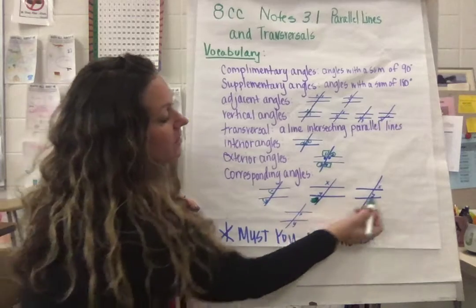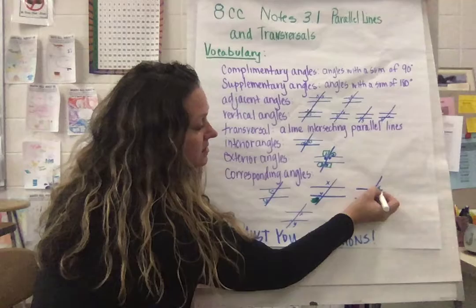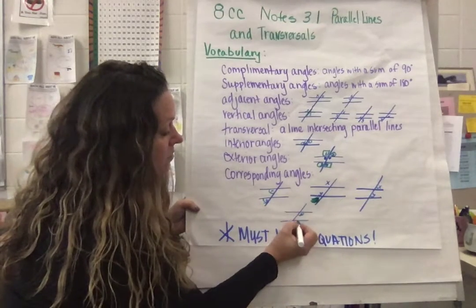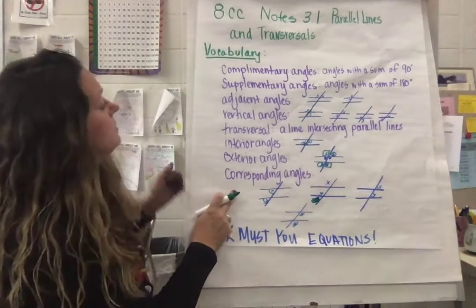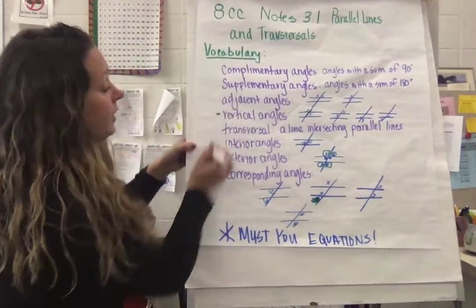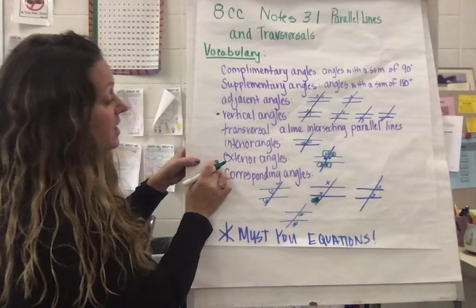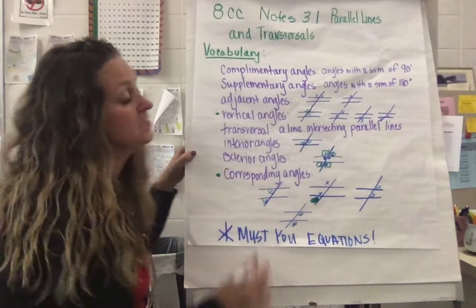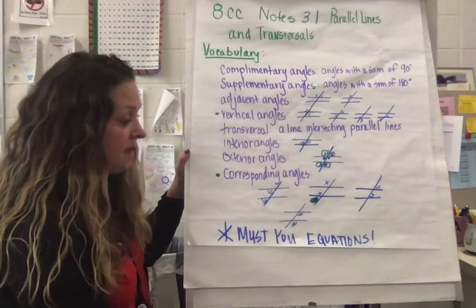Top left. Top right, X and Y are corresponding. That means this angle and this angle are corresponding. Bottom right, corresponding. Corresponding angles are congruent. So, vertical angles, alternating interior and alternating exterior angles are congruent, and corresponding angles are congruent. That means they're the exact same.